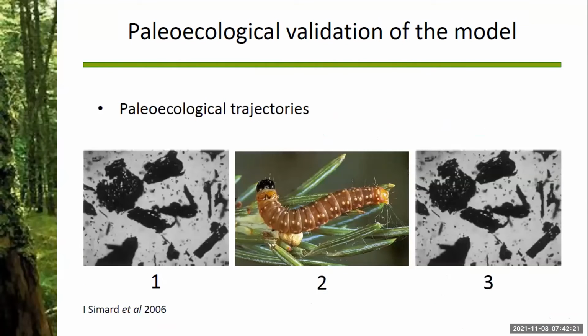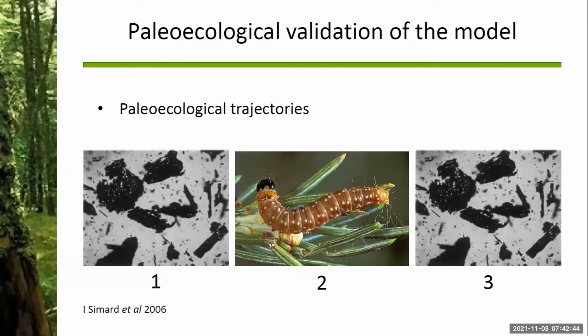Now, if I take an article of Simard in 2006, you can see some trajectory. I take just one for the example. For example, here you have charcoal. After you can see the outbreaks of spruce budworm, and new charcoal represents the crown fire. And the trajectory is crown fire, outbreak of spruce budworm, and crown fire.